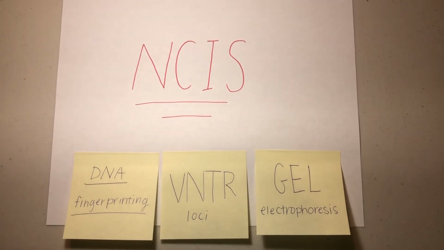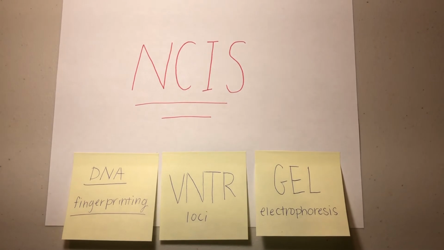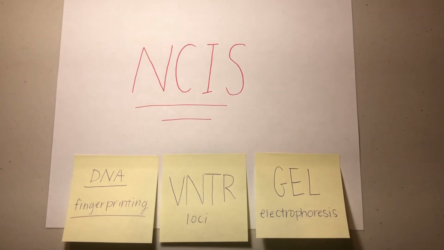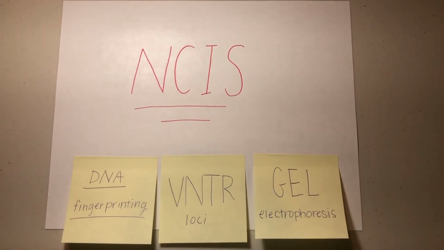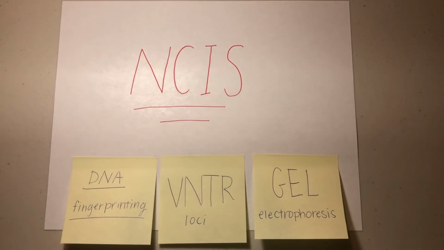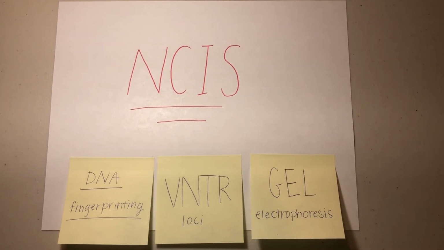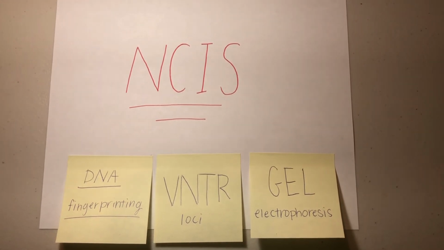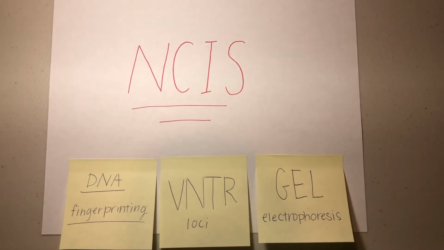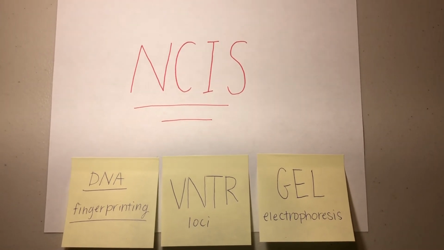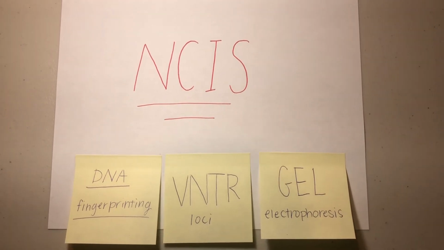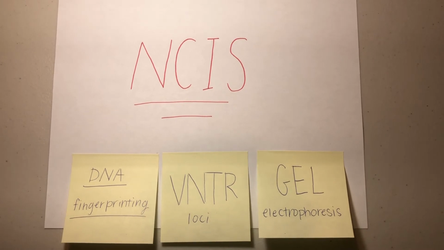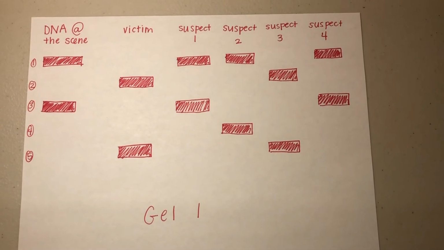VNTR stands for Variable Number Tandem Repeats, which is a location in a genome where nucleotides repeat over and over. The allele is based on the length of the DNA segment, and different alleles have different lengths because they have different numbers of the repeated DNA sequence. Casey uses this method of DNA fingerprinting to try to determine if any of the suspects' alleles match any of the alleles on the DNA found at the crime scene. Here's what the first gel looks like.